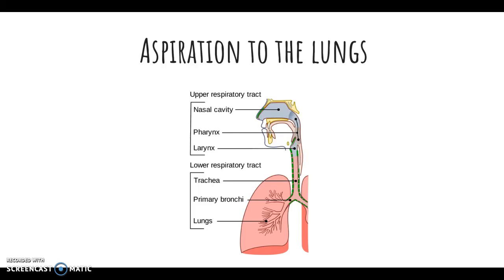Aspiration to the lungs. The most significant risk with giving liquids via a gastrostomy tube is possible aspiration into the lungs. That is why it is very important to position your patient in the right position. Be sure that they are positioned with their head elevated at least 30 degrees.